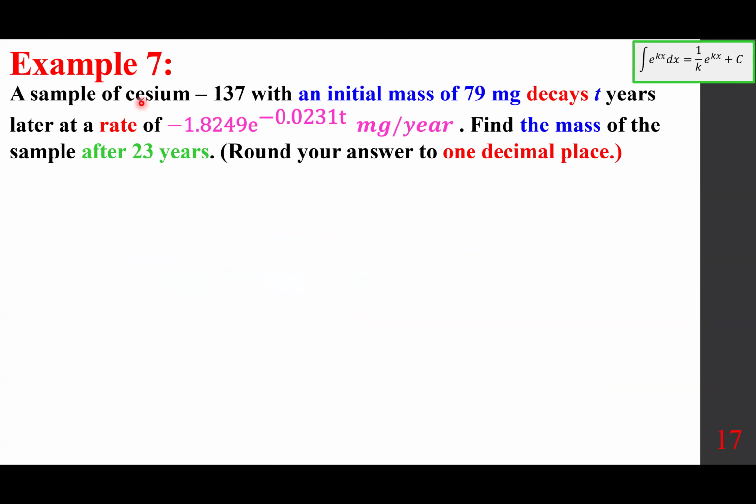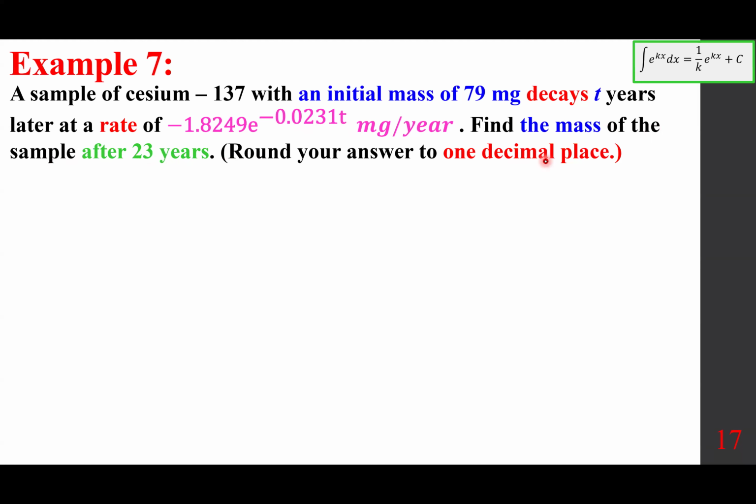Example 7. A sample of cesium-137, which is a radioactive substance, with an initial mass of 79 milligrams, decays T years later at the rate of negative 1.8249 e to the power of negative 0.0231 T milligrams per year. Find the mass of the sample after 23 years, rounded to 1 decimal.